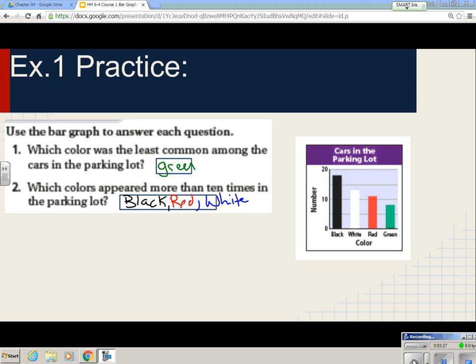So here are the answers you should have gotten. Least common is green. How do we know that? It's the smallest bar on the graph. And which colors appeared more than 10 times? You find that 10, you draw that line, you see that the red, the white, and the black are the ones that go above it.